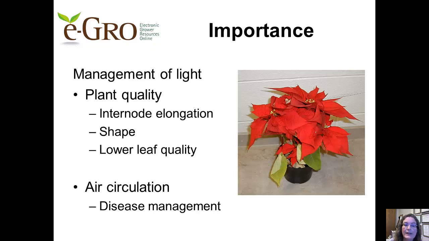A second and related value of adequate plant spacing is disease management. Air circulation allowed between plants when they are well spaced aids in the management of foliar disease.